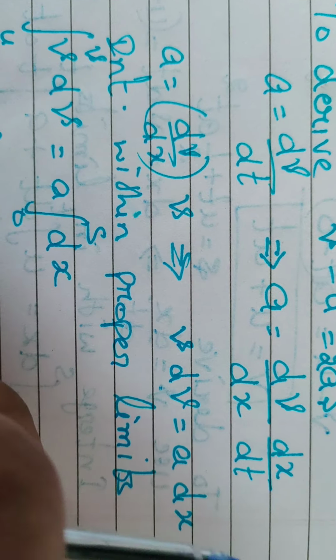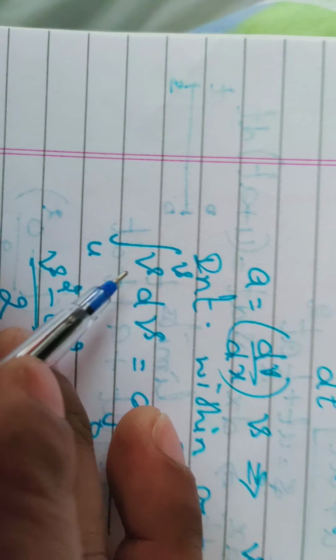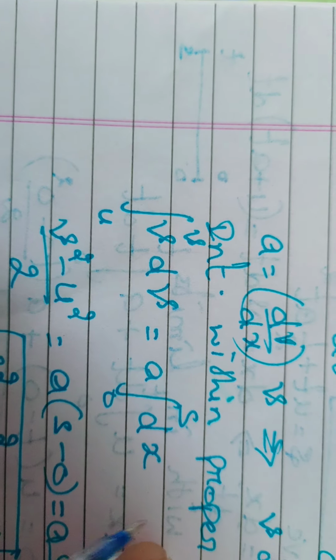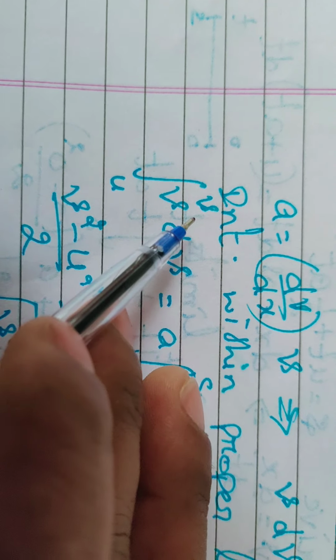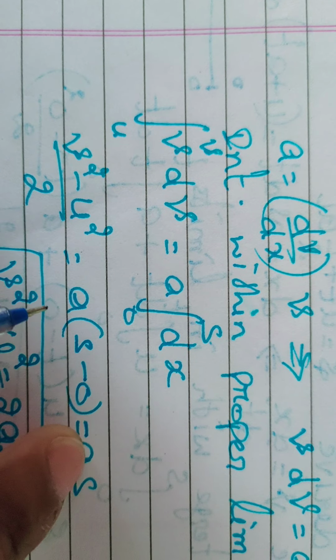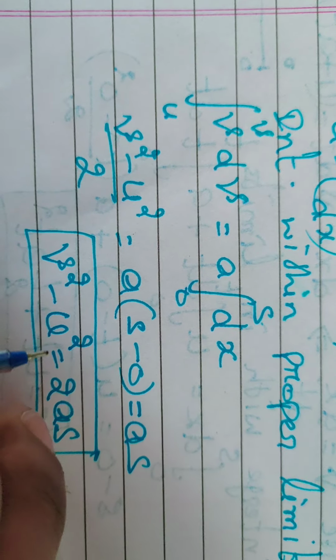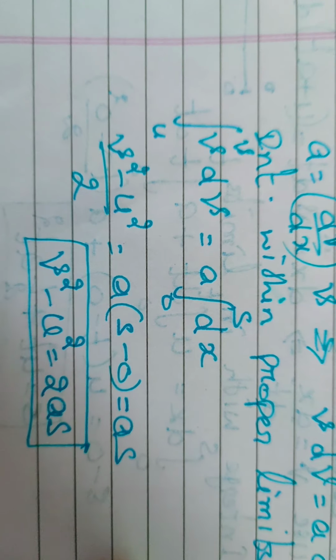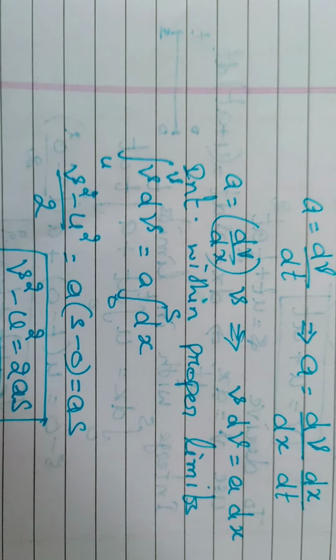Now integrate on both sides. Take the limits of velocity u to v, displacement 0 to s. Its power is 1, so this is v square minus u square by 2, and this is s minus 0. So this formula becomes v square minus u square is equal to 2as.